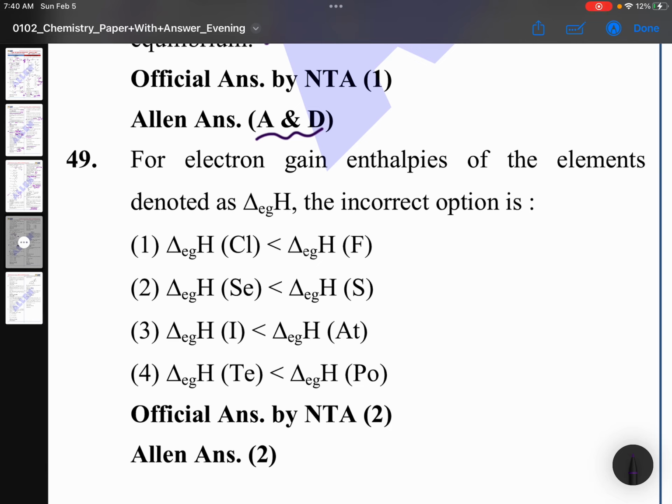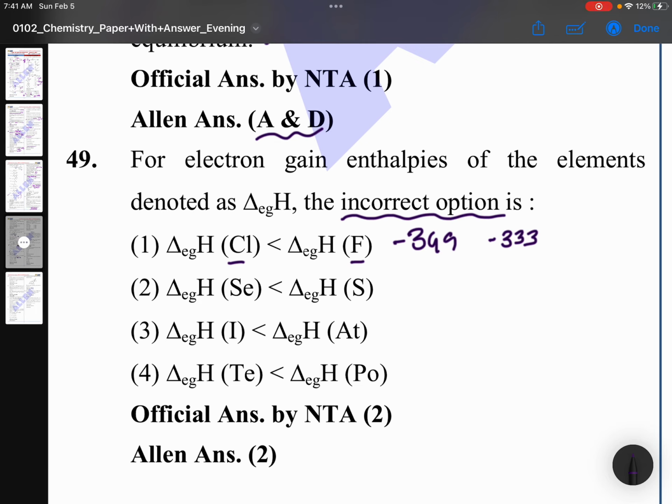For electron gain enthalpies of the elements, the incorrect option is: fluorine, chlorine electron gain enthalpy. We know chlorine electron gain enthalpy is more. Right? Chlorine electron gain enthalpy is 349. Fluorine electron gain enthalpy is 333. Which is greater? Obviously, chlorine is more, 349, but the sign is minus 349. And it is taken in the way of sign.